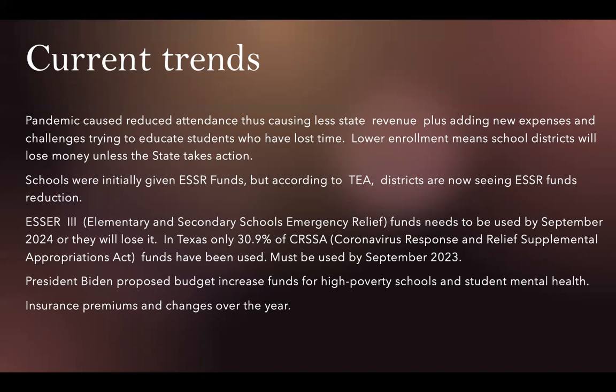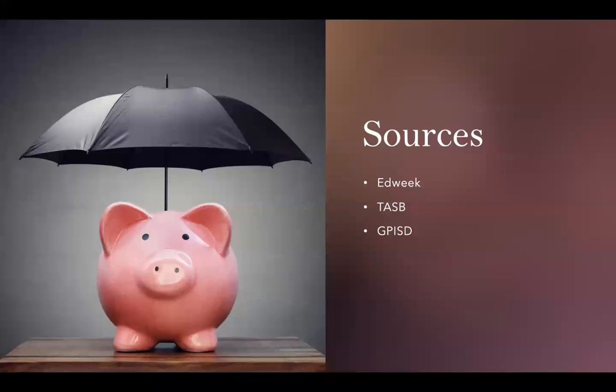Within the last couple of months, President Biden proposed budget increases, with funds for high poverty schools and student mental health so they can put more money into our counselors. And then, of course, I'm sure most districts have this problem, that insurance premiums are changing over the year. And typically what happens is that they go up and we don't see that in our take-home pay. So unfortunate. And so the sources I had were TASB, GPISD, EdWeek, and also the information provided in our resources.